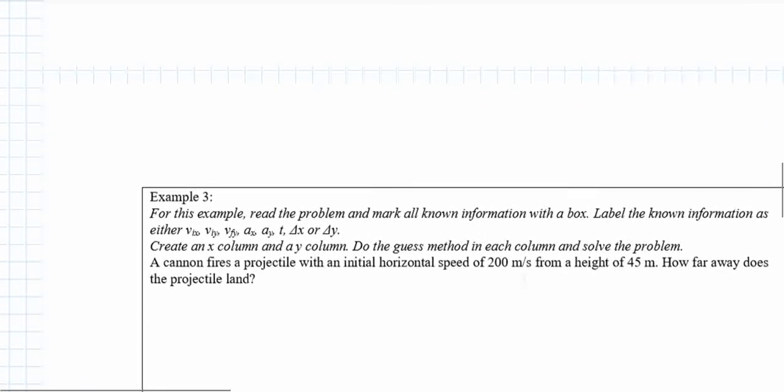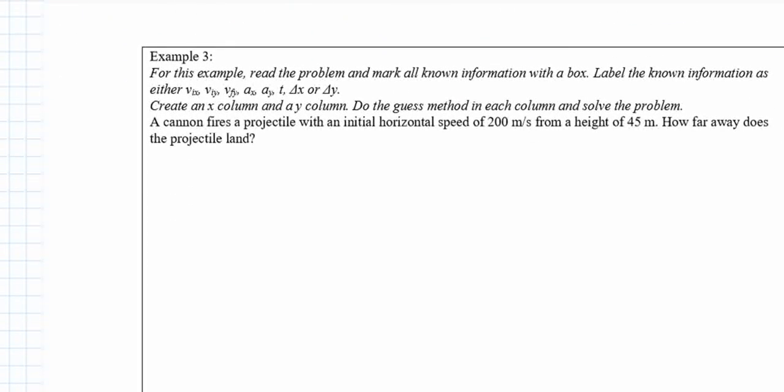So we have one more example that's like that. We have a cannon firing a projectile with an initial horizontal speed. Again, when we look at this, we have a cannon. There we go. And it's going to fire initially in the horizontal direction, right? That's all in the x direction. So we have to do what we did before, look at our x and our y columns.